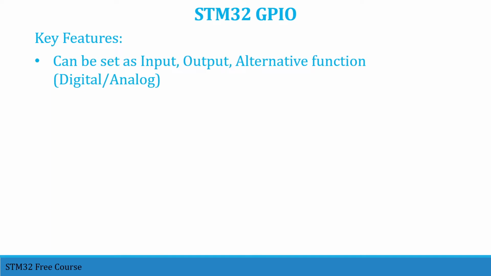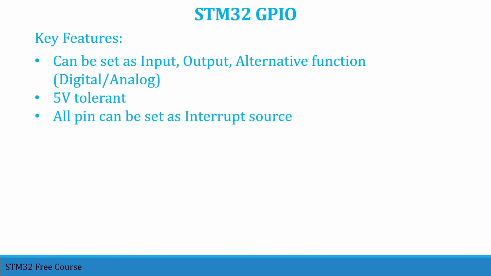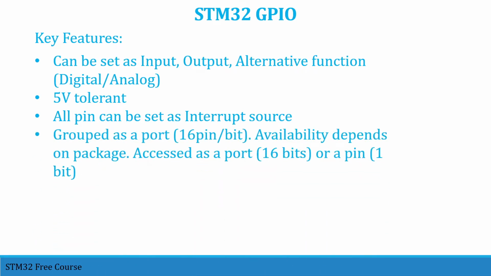Let's start with a brief explanation about key features of STM32 GPIO. The GPIO can be set as input, output, or alternative function, digital or analog function. It's 5-volt tolerant, which means it can be connected directly to a 5-volt logic system without a logic converter. All pins can be configured as an external interrupt source, and grouped as a port, consisting of 16 pins. The availability depends on the package.